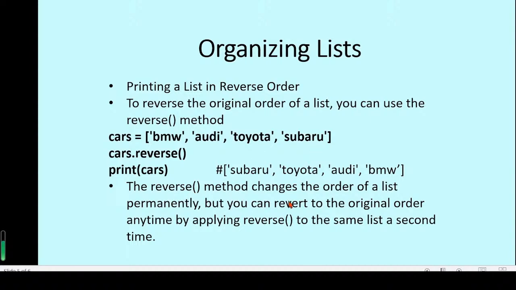The reverse method changes the order of a list permanently, but you can revert to the original order anytime by applying reverse to the same list a second time.